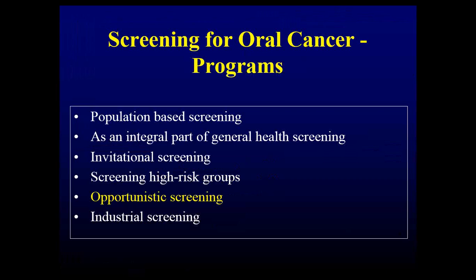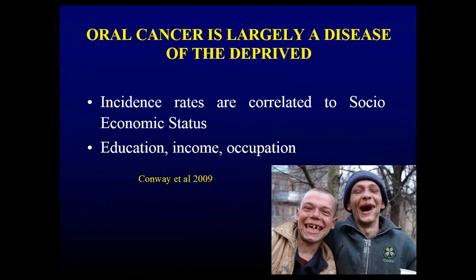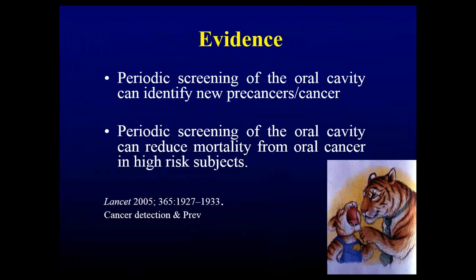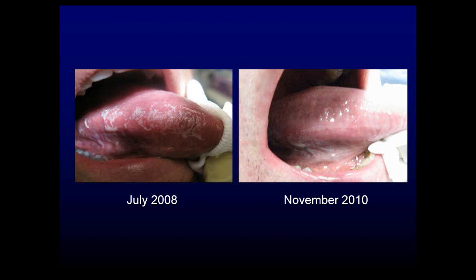And that is, whenever a person comes for a normal dental checkup or a health checkup, one should take that opportunity to do a complete oral systematic examination, mostly targeting the high-risk groups, the groups which smoke, consume alcohol, and use betel quid. And there has been evidence in the literature showing that periodic screening of oral cancer not only identifies new lesions which might be cancer or precancer, but also reduces the mortality in high-risk groups.